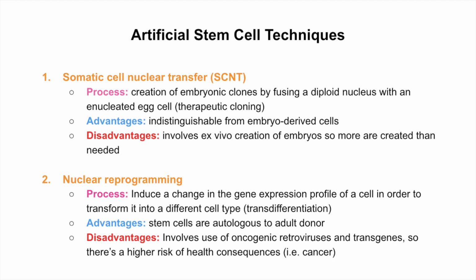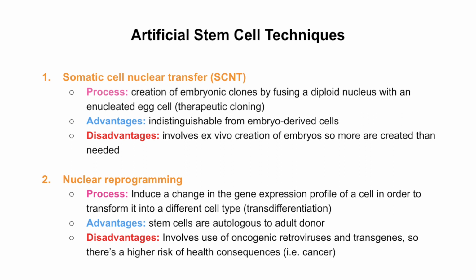Nuclear reprogramming involves inducing a change in the gene expression profile of a cell in order to transform it into a different cell type. The advantage is that the stem cell is autologous to the adult donor. However, the disadvantage is that it involves the use of oncogenic retroviruses and transgenes, so there's a higher risk of health consequences.